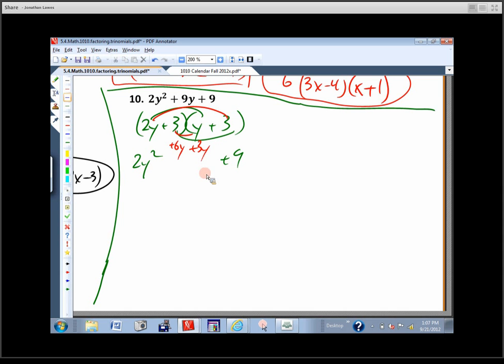Is that the right middle term? It is. There's my check. This is the right answer.